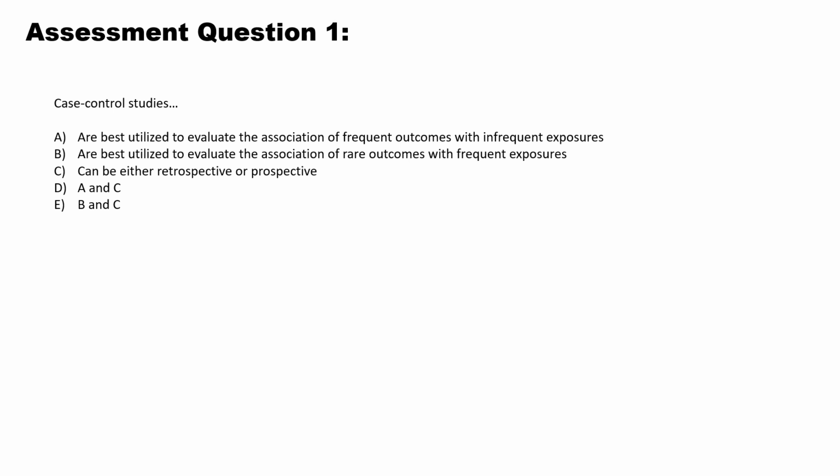So this brings us to our first assessment question. Case control studies, A, are best utilized to evaluate the association of frequent outcomes with infrequent exposures. B, are best utilized to evaluate the association of rare outcomes with frequent exposures. C, can be either retrospective or prospective. D, A and C, or E, B, and C.